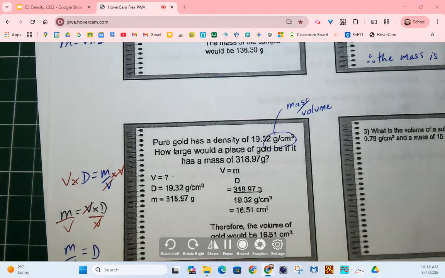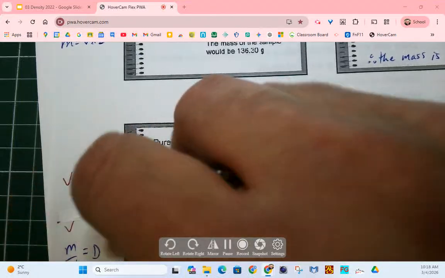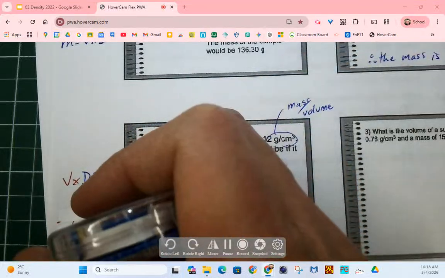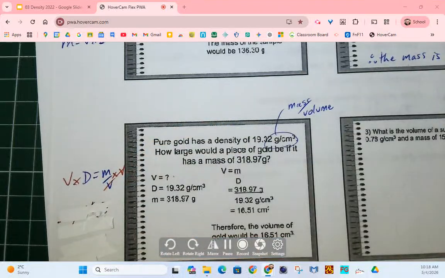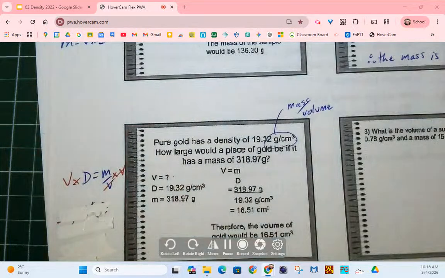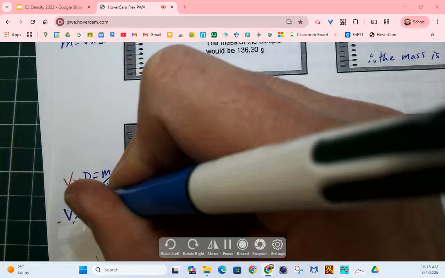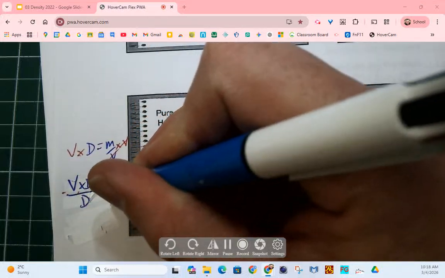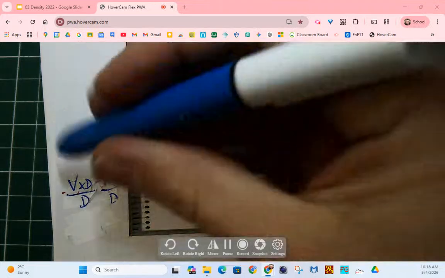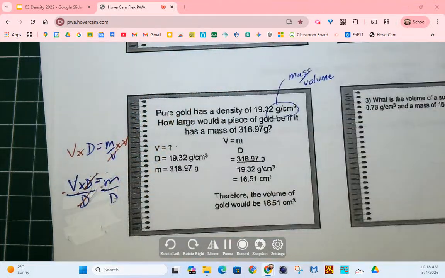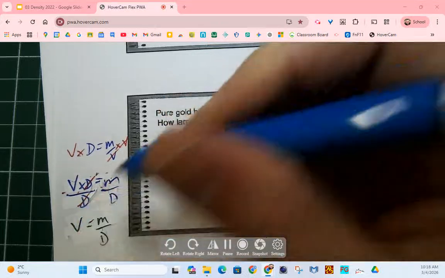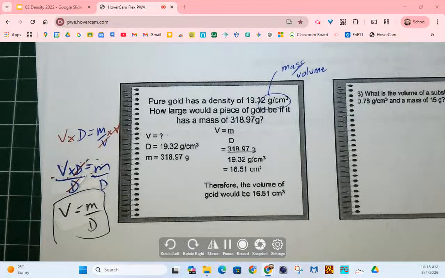Oh, shoot, I divided by the wrong thing. Well, that's not helpful. I was trying to get V all by itself, wasn't I? So I've got V times D equals M, and I would have to divide both sides by D. And cancel out the D's on the left-hand side, and that would leave me with V is equal to M divided by D. Now, if you're a whatever you do to the right side, you have to do to the left side kind of thinker, that's your process.